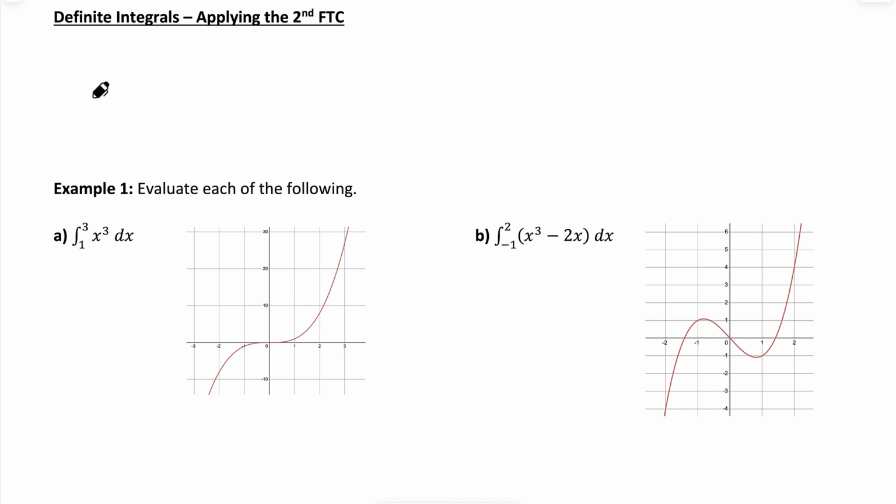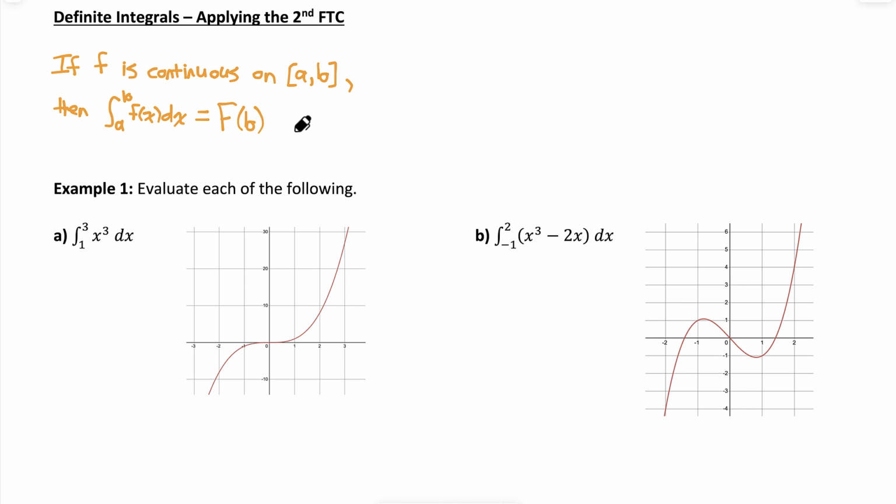So let's start by stating the second fundamental theorem of calculus, which says if we have a function f, which is continuous on the closed interval [a, b], then the definite integral from a to b of f(x) dx is equal to the antiderivative of f(x), which we use capital F to represent, at b minus capital F at a. And when I say antiderivative, what I mean is that if I differentiate capital F, I would get lowercase f.